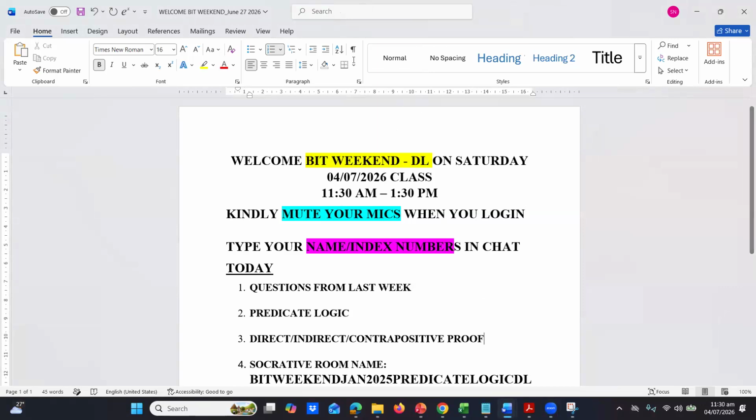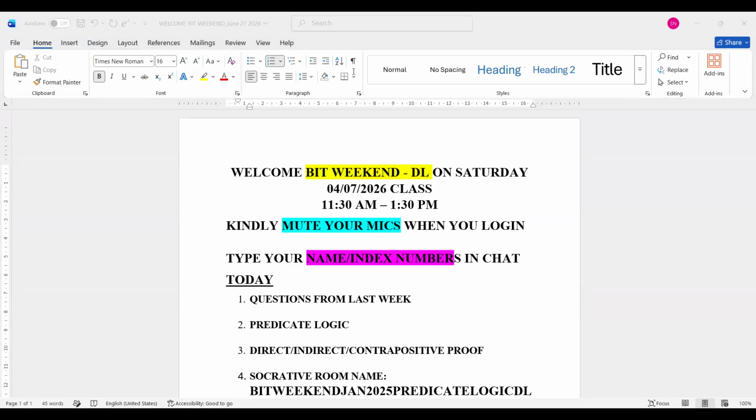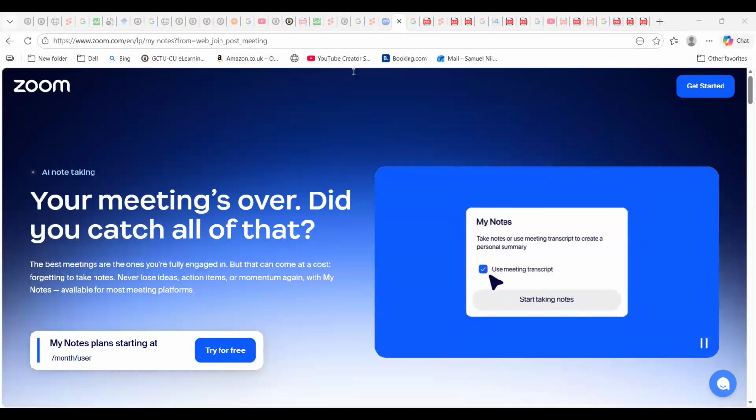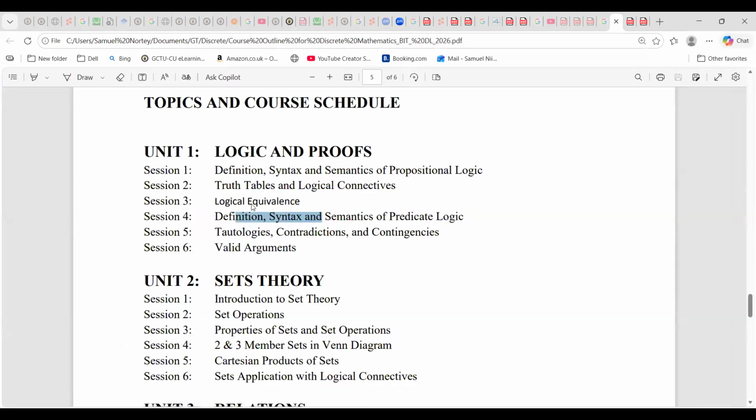Today's class, we'll be looking at this technique of proving statements mathematically. Last week I showed you that we looked at various methods of proof, and we were able to look at truth tables, logical connectives, logical equivalence. And then we saw tautology, contradiction, contingencies, and then how to prove valid arguments. The last part of that type of proof is what a predicate statement is, and how these statements are proved, whether they are true or not true.